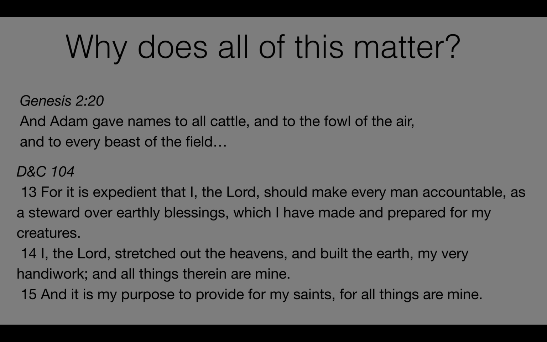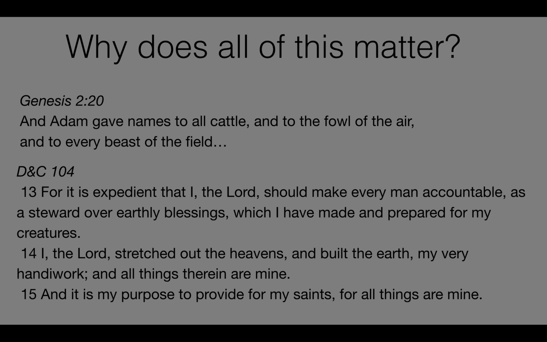I like to just throw in a couple scriptures here at the end. From Genesis: Adam gave names to all cattle and all the fowl of the air and every beast of the field. So he cared about speciation. That's one reason we study speciation, so we can understand how species form, and so we can identify those species and take care of them.